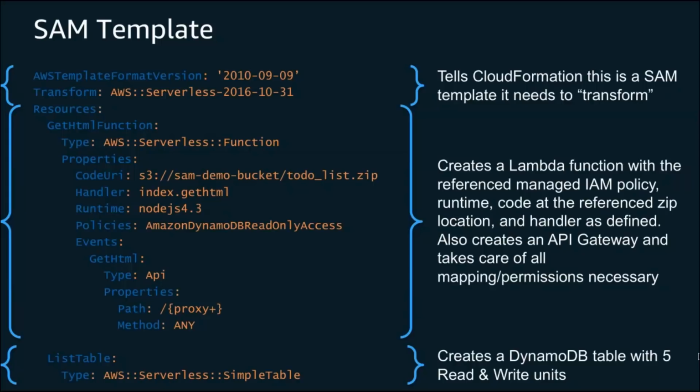If we look, though, at the middle section here with the resource that's called getHTML function, what this does is a little bit different. In this case, we've got some properties that are part of configuring a Lambda function, such as the code URI, the handler, the runtime, the policies. And then we have the event structure. We see that we have an event called getHTML. It's of type API, and it has properties that look like an API definition.